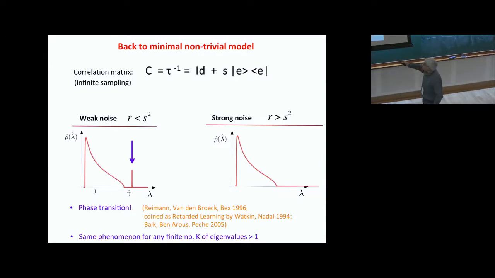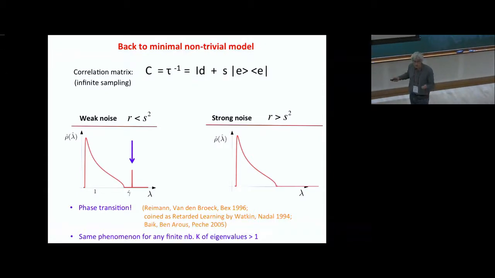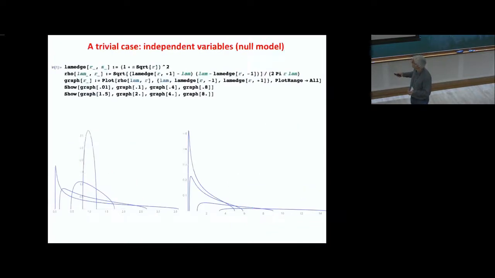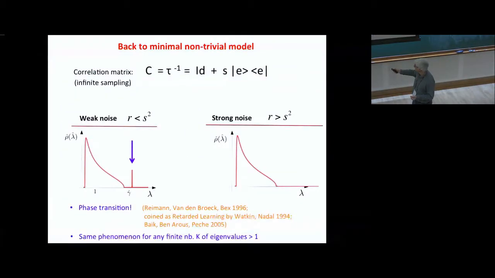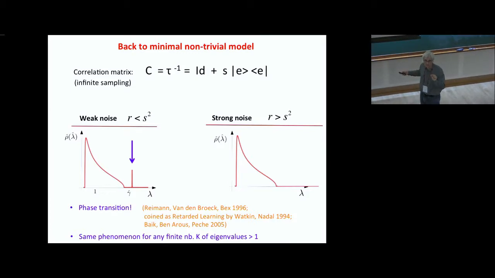If we are in the weak noise region, so R is smaller than S squared, that means you have a strong signal compared to the noise. Then if I look at the spectrum of the covariance matrix computed from the data, it would have one continuous part, which is exactly the one computed by Marchenko-Pastur in the absence of any interaction, given by these formulas, plus one eigenvalue standing out here, and it's not exactly located where you could expect naively, which is 1 plus S, but it's a value which is close to it.